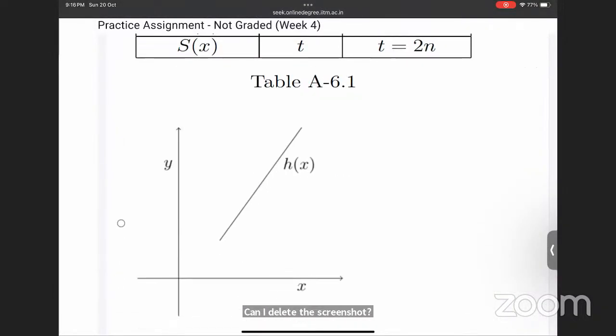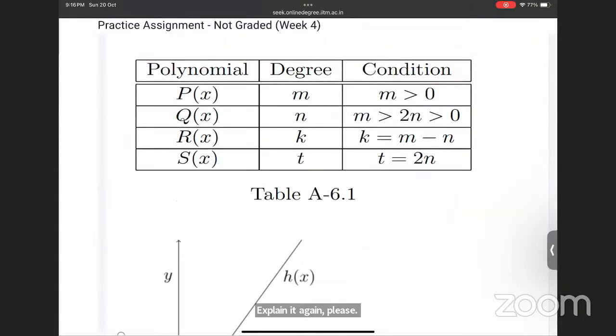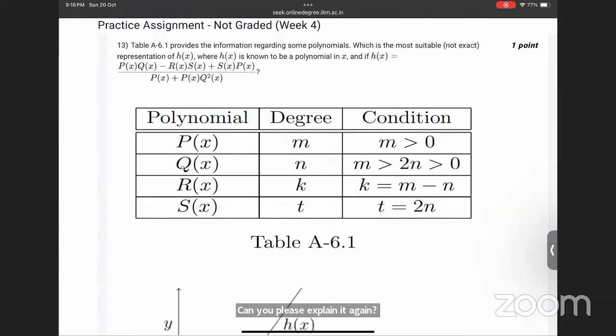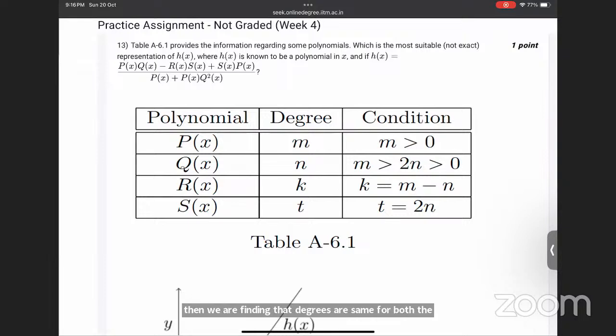Ma'am, please explain it again. You just have to calculate the degree from the upper part and from the lower part. Then we find that the degrees are the same in both cases. And we have that H is a polynomial, so we can conclude that the degree of H is 0. And a polynomial with degree 0 is equal to a constant, which means it's basically a straight line.